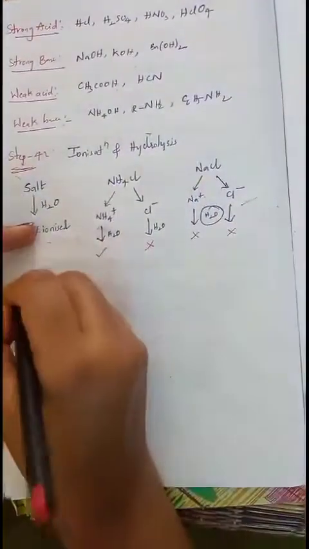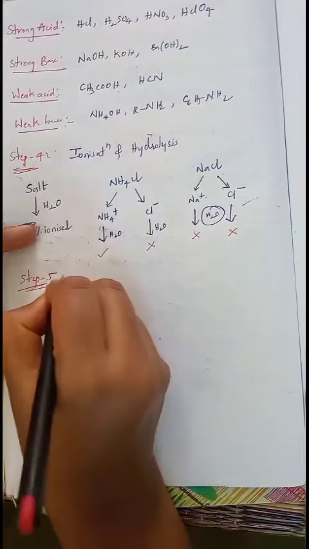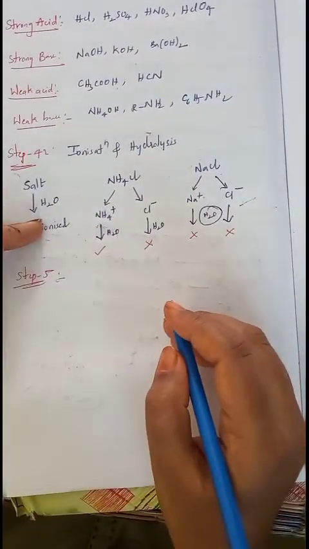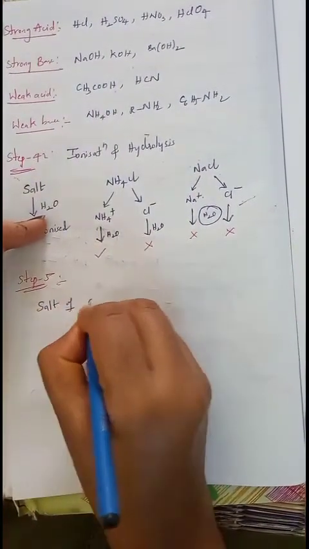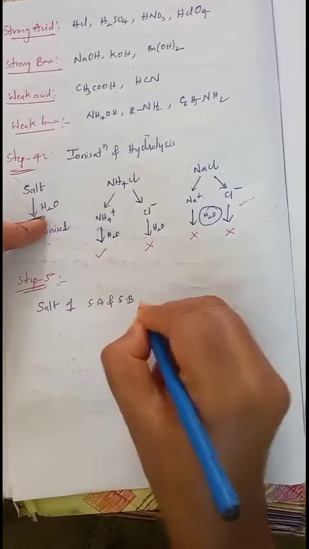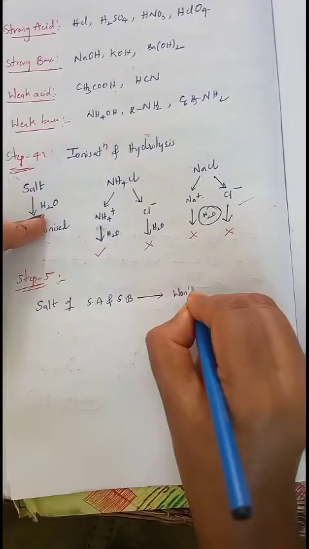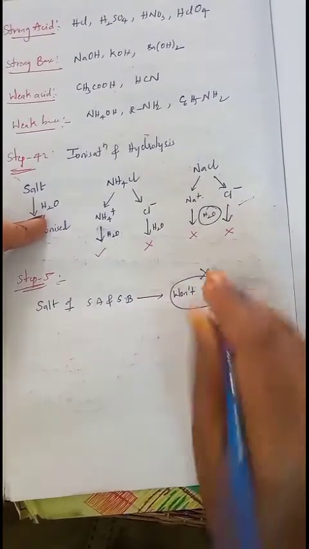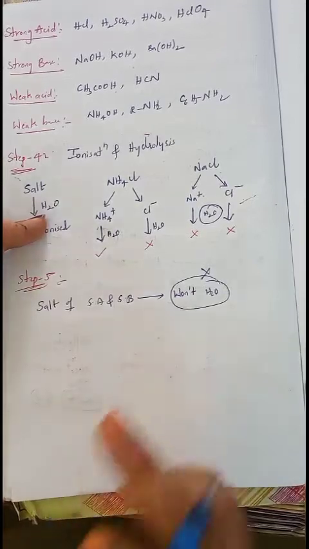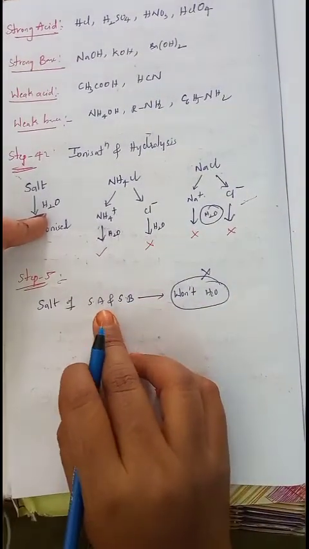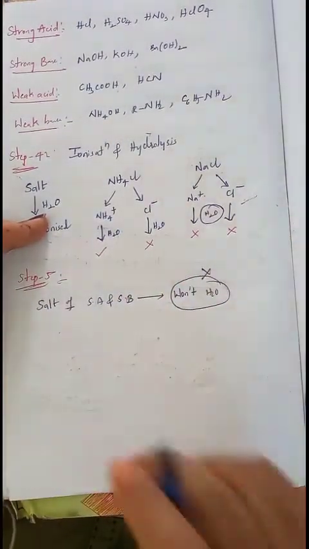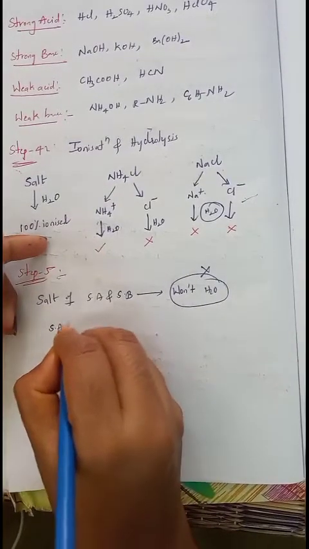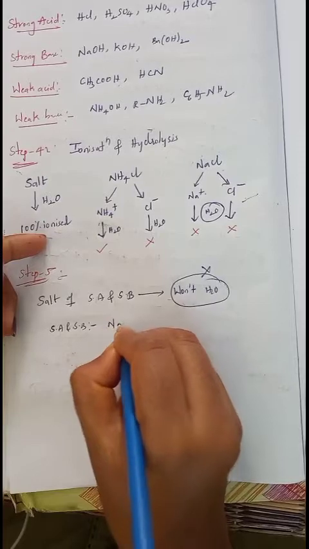Next, step 5. In this fifth step, you want to find out whether the salt is made up of a strong acid or strong base, weak acid or weak base. For example, if a salt of a strong acid and strong base is given, it won't undergo hydrolysis, because it is obtained from a strong acid and strong base. And one more thing, if at least one strong acid or strong base is present, then also it doesn't undergo the hydrolysis process. That means strong acid and strong base. Example, we will take NaCl.